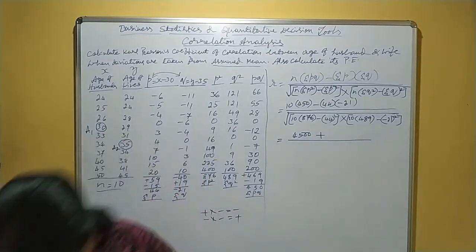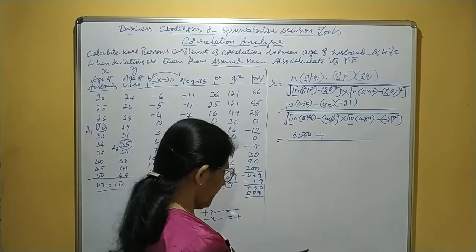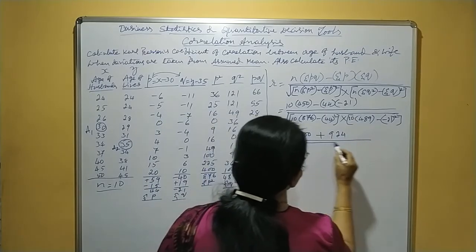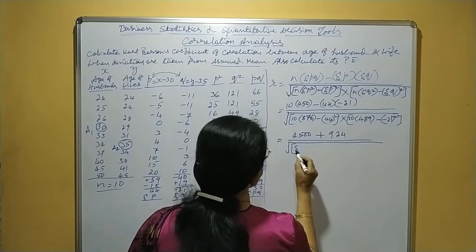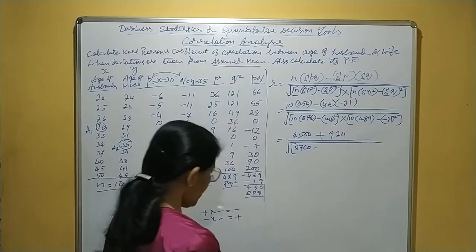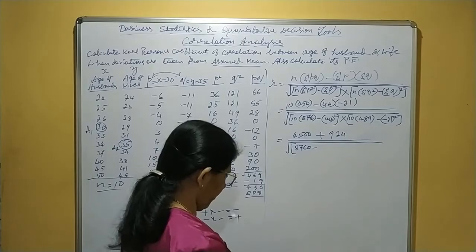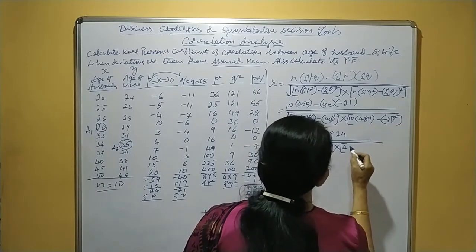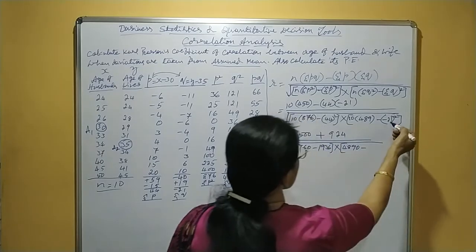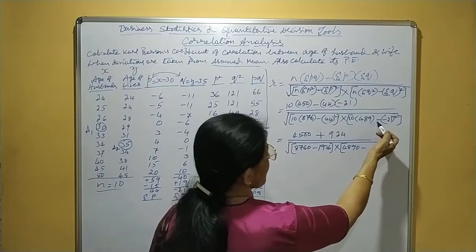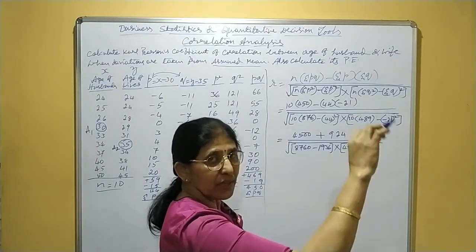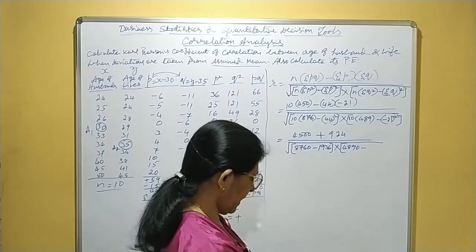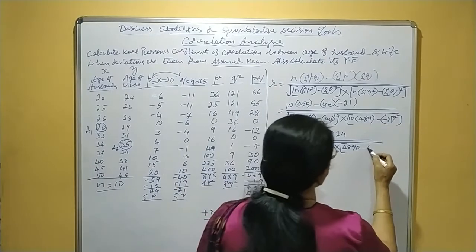Now multiply 44 into 21. It is 924 divided by square root of 10 into 876, 8760 minus 44 whole square means 44 into 44, 1936, into 10 into 489, 4890 minus, here even if you get a minus sign, it does not affect, meaning minus 21 whole square, minus into minus will become plus, plus into minus will become minus only. You have to multiply 21 into 21, 441.